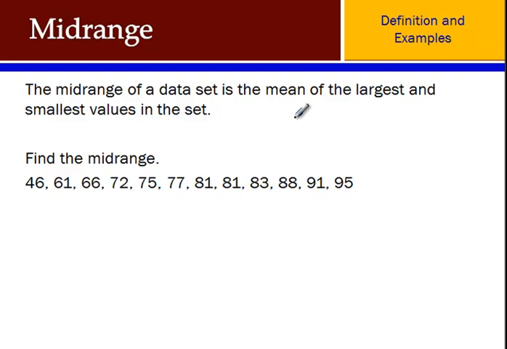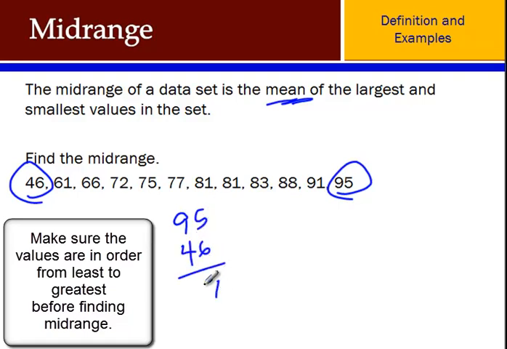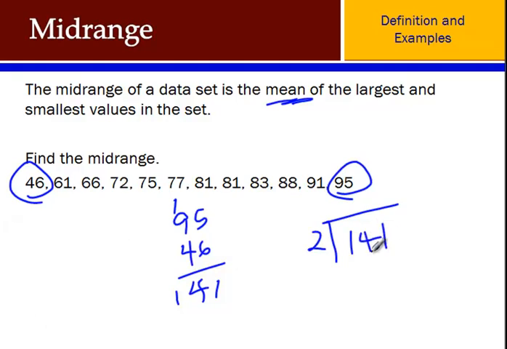And the last measure we want to look at is the mid-range. And the mid-range of a data set is simply the mean, or the average, of the largest and smallest values in the set. So what's the mid-range of a set that has a lower value of 46 and an upper value of 95? Just add these numbers together and divide by 2, since we only have 2 numbers that we're averaging. So divide our 2 into 141, and we get that our mid-range is 70.5.